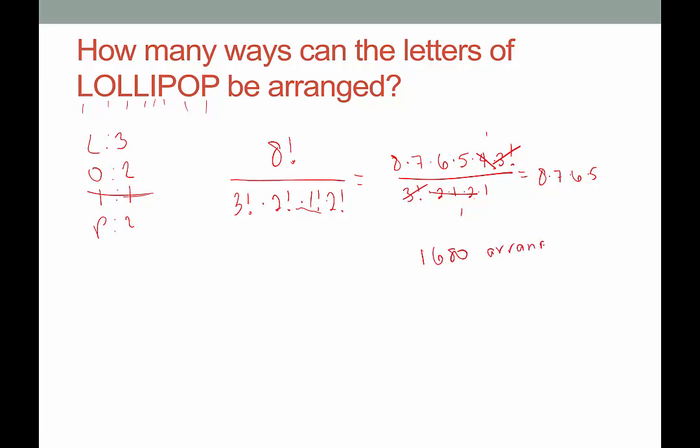Aren't you glad I didn't ask you to list all of the possible arrangements? Whew, that would not have been fun. So there would be 1,680 arrangements of lollipop.